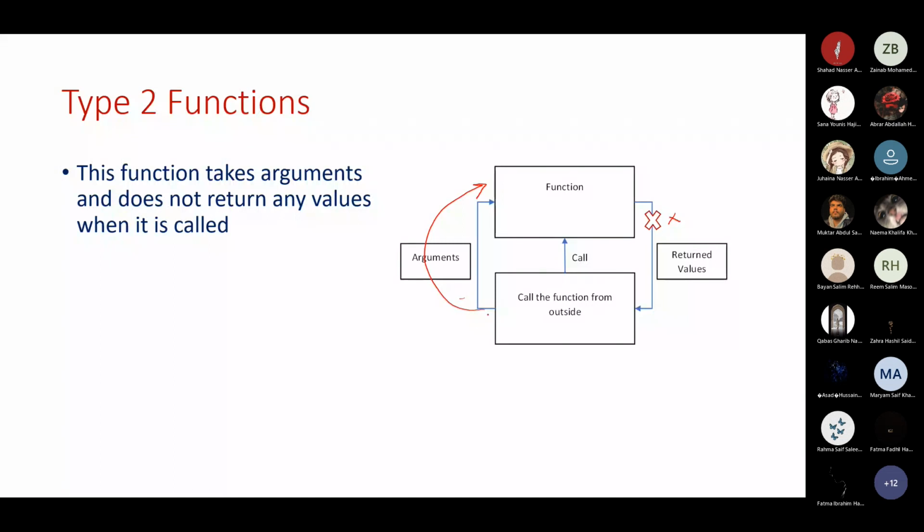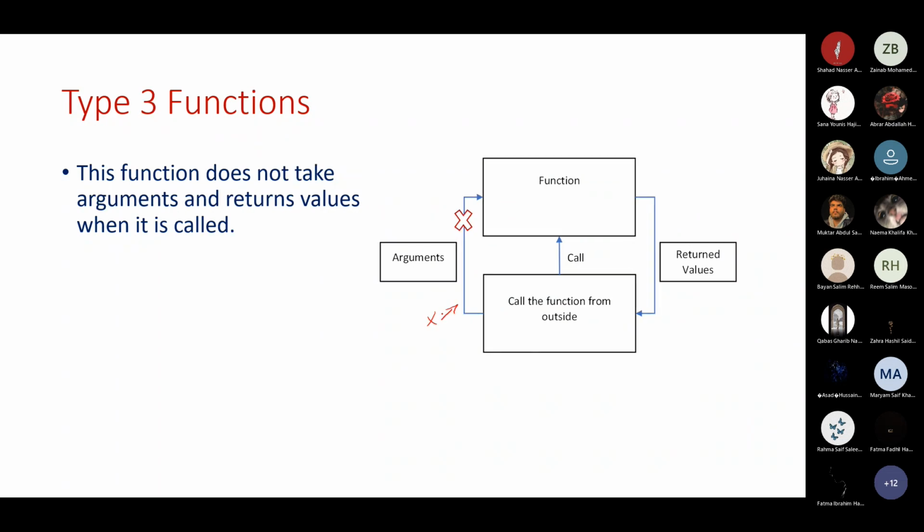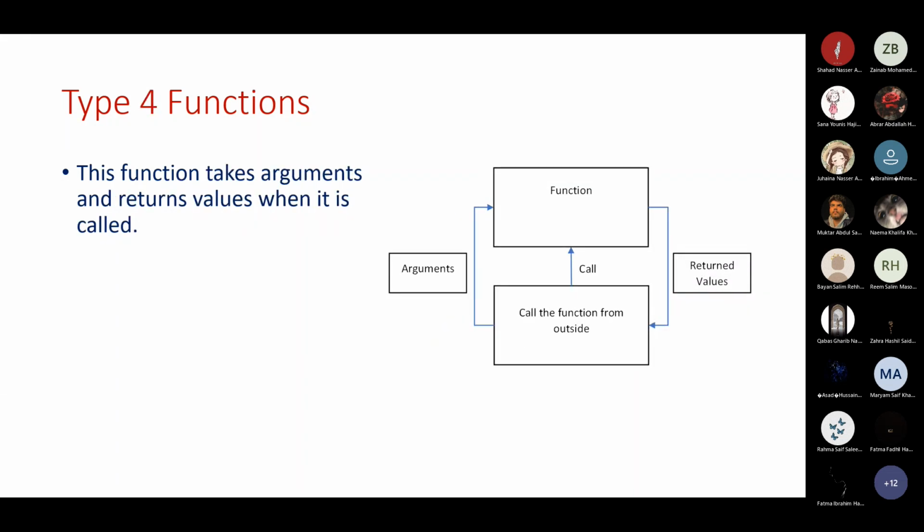The second function takes arguments or parameters. By the way, arguments and parameters have the same meaning, all right? But it does not return any values. The third type doesn't take arguments and returns values, and then the fourth type takes arguments and returns values.